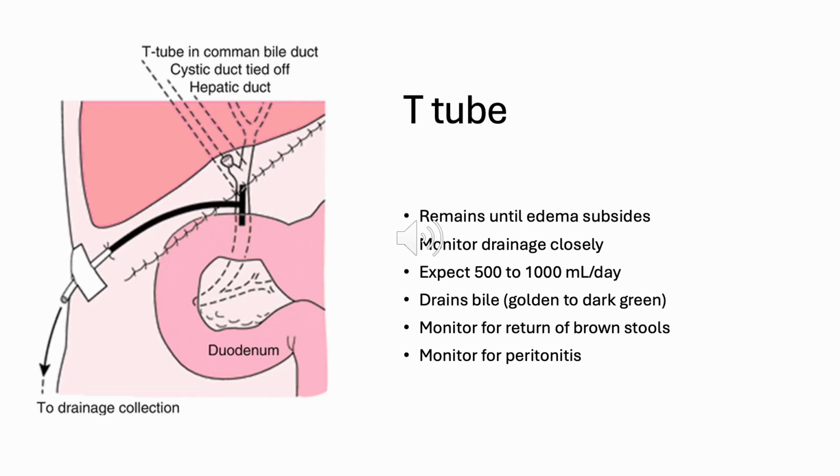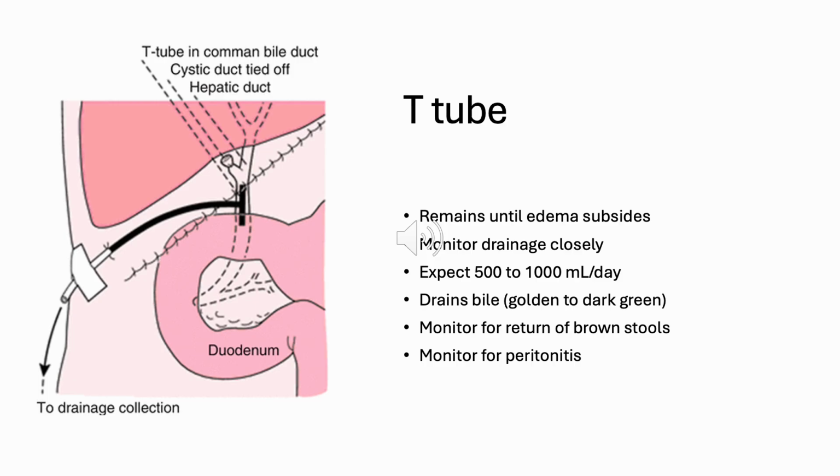This is a picture of a T-tube, and it got its name because it looks like a capital T. The capital T part is put into the common bile duct during surgery so that bile will still flow, and it will flow out into a drainage collection bag after surgery. So it's going to remain in place until the edema subsides. I remember some of these staying in for like 9 days after surgery. Patients were in the hospital that long.